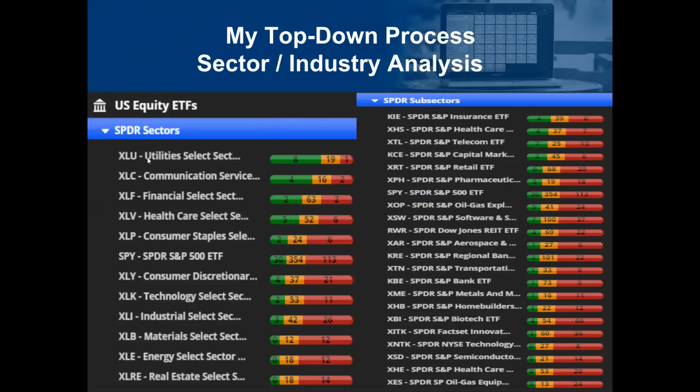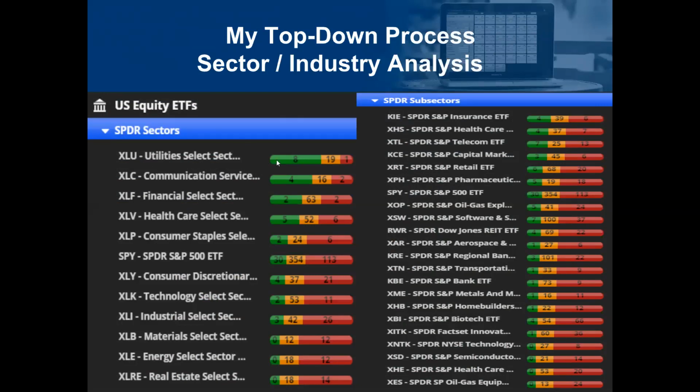So we can look at all of the sector ETFs and we can see how many stocks in each ETF are bullish or very bullish, how many are neutral, and how many are bearish. And this was a snapshot that I took yesterday afternoon. And you could see the market has taken a more defensive posture as we've sold off here.